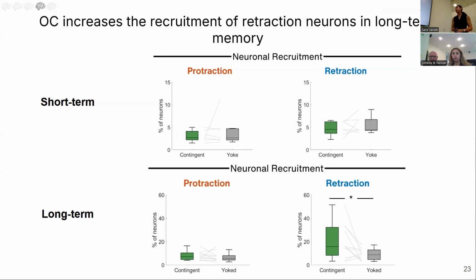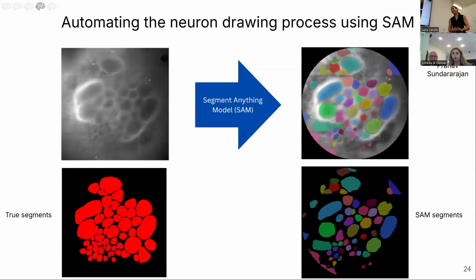and to make it faster. So Pranav, sitting here, is an undergrad at Rice, and I'm a mentor of him in this project. And what he's been working on is automating this neuron drawing process using the Segment Anything Model from Meta.